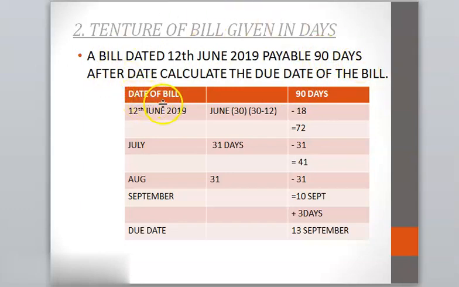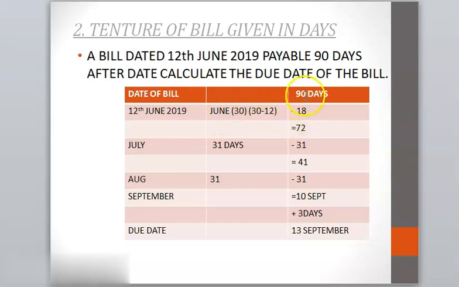See here the date of bill. It is drawn on 12th of June 2019. So let us start calculating. First we write 90 days and after that we start subtracting the number of days. So 12th of June. In June we have 30 days, so already 12 days are over. Out of 30 we have subtracted 12. So how many days are left here? 18 days of June month are left.